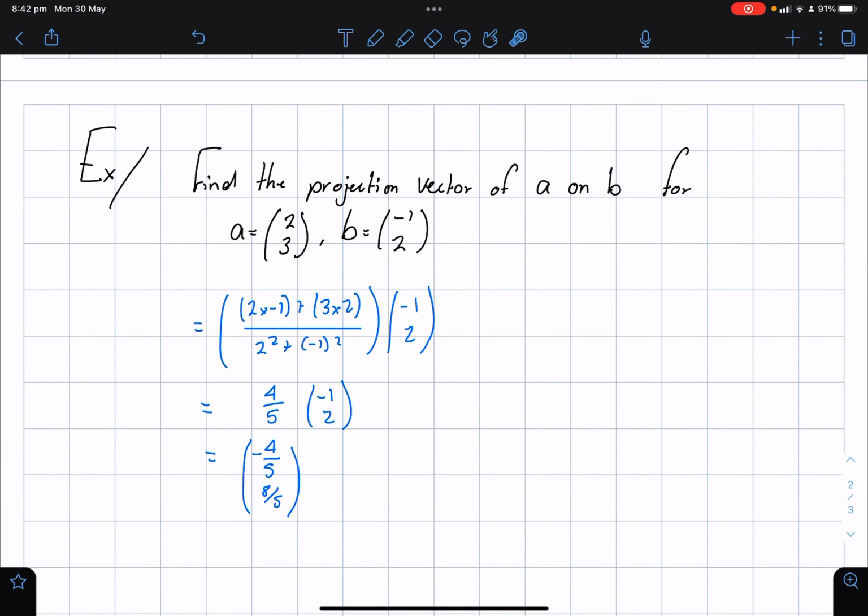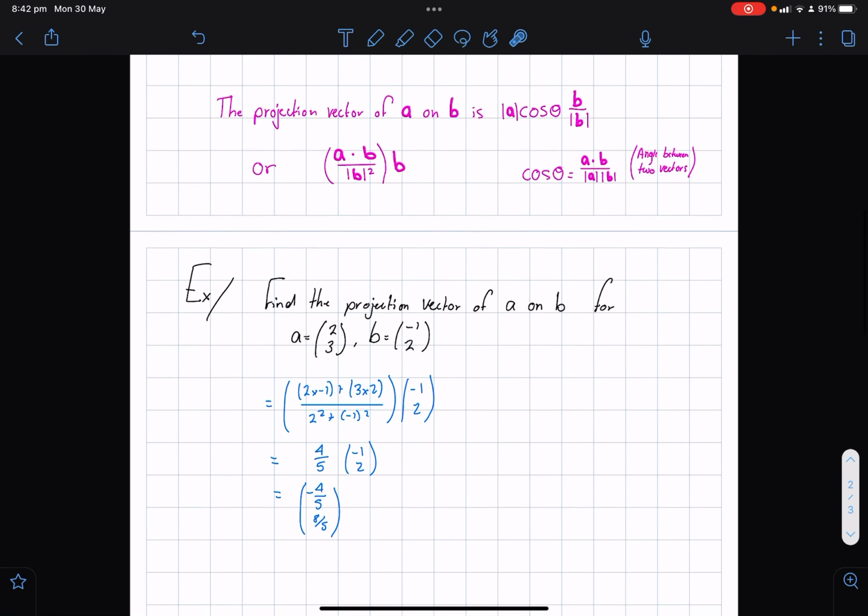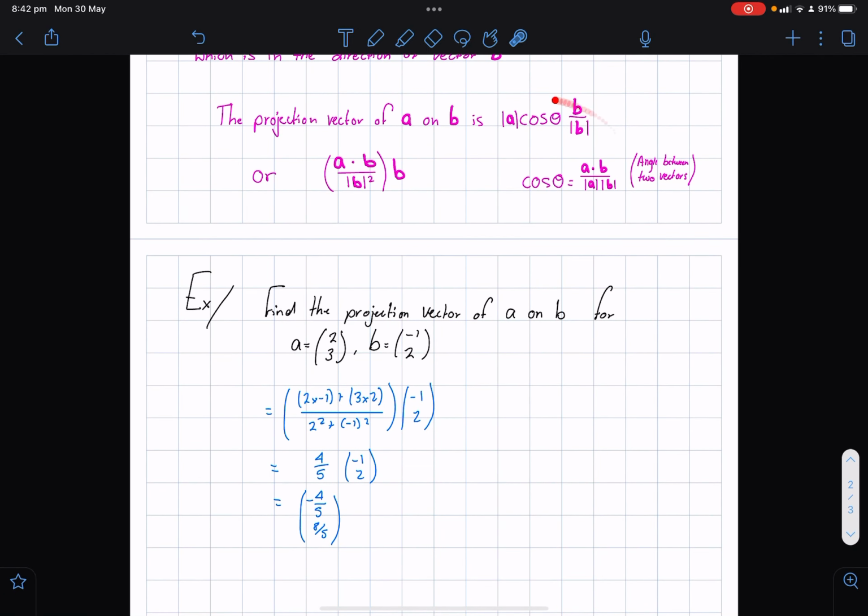Hopefully this example helps. We have two different equations that we can use. This one is definitely a lot easier and one you'll probably use more often, but make sure you are also across using this one here as well.